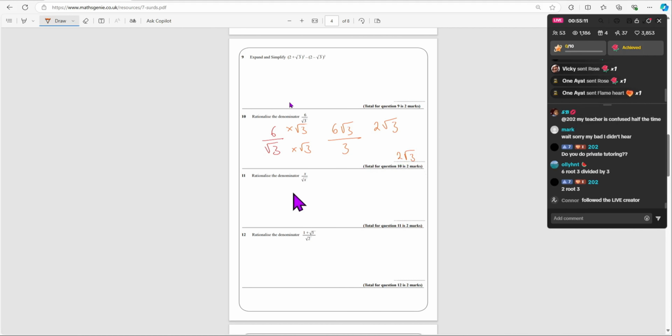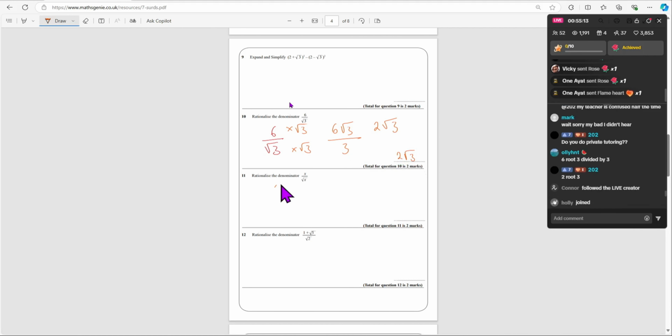So I want you to rationalize this one, x over root x. This is basically the same, but it has x's. So don't get confused. I want you to try this question over here. Try question number 11, guys. Give the answer in terms of x.